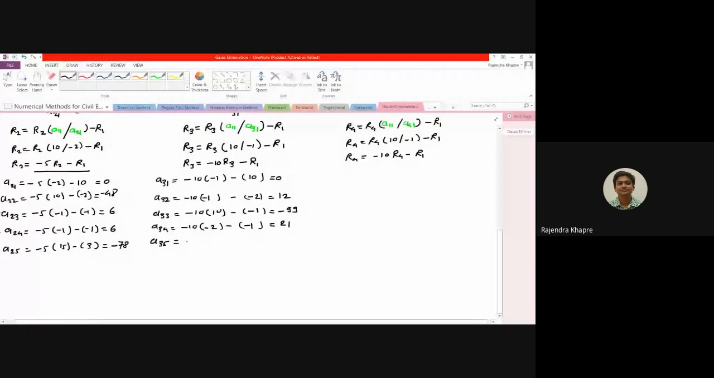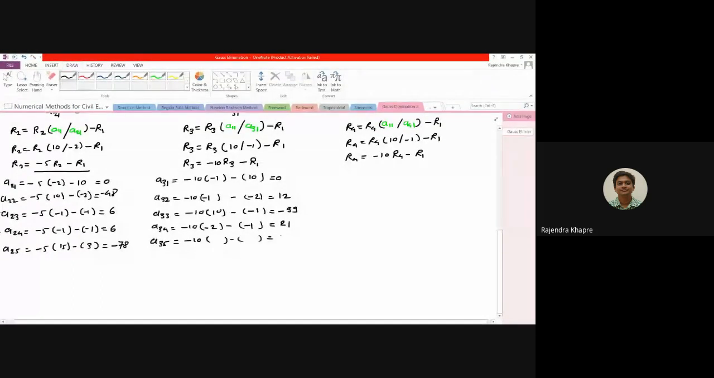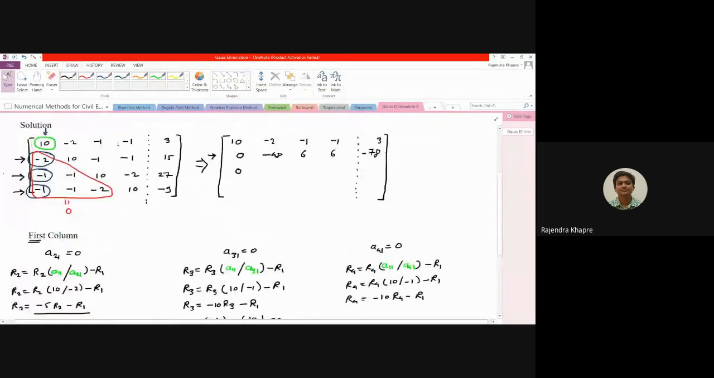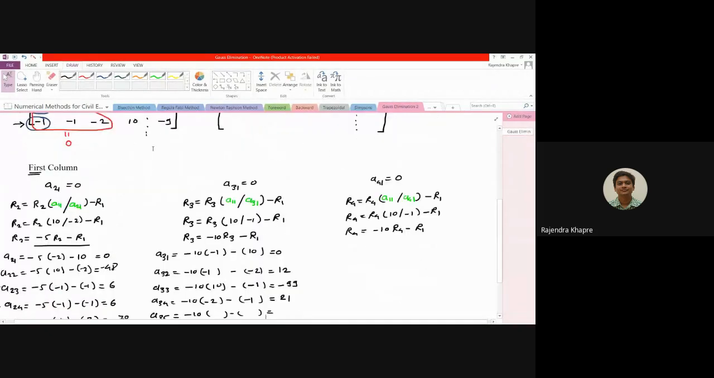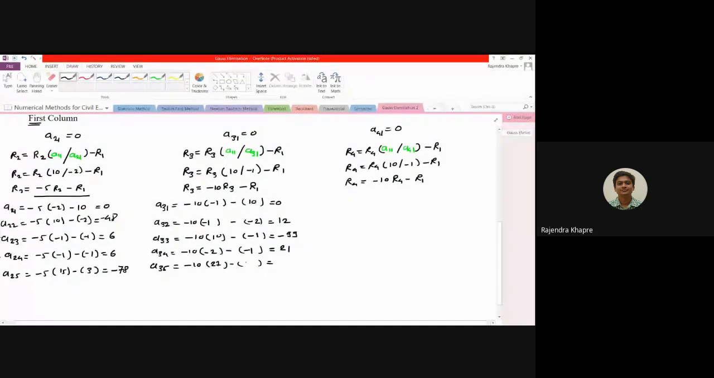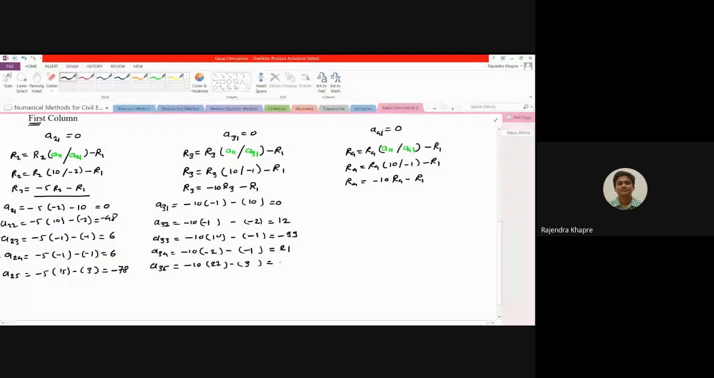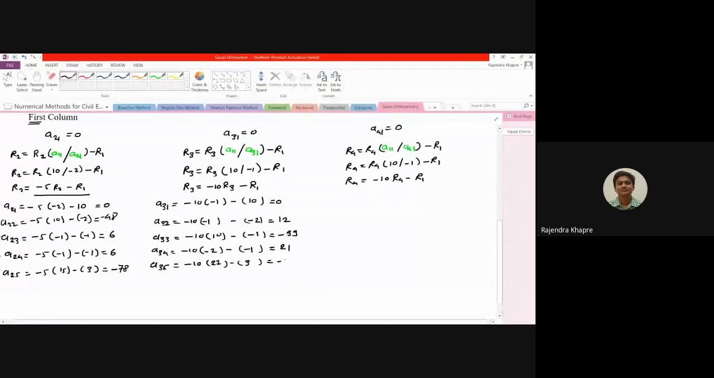And lastly A35. Okay, so this will be minus 10 into this, and then this one. Here we have 27 and then 3. So this is 27 and then we have 3. How much is this? Minus 273.